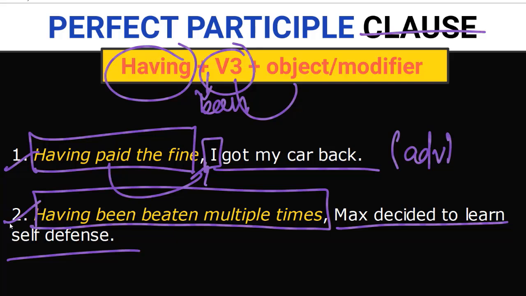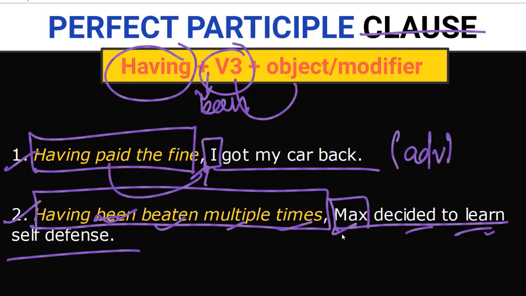So the second example, the perfect participle is in the passive form. Having been beaten multiple times, Max did not beat anybody. He got beaten, right? So having been beaten multiple times, Max decided to learn self-defense. So he decided to do something because something happened to him multiple times, because of something received by this guy multiple times. Having been beaten multiple times, Max decided to learn self-defense.